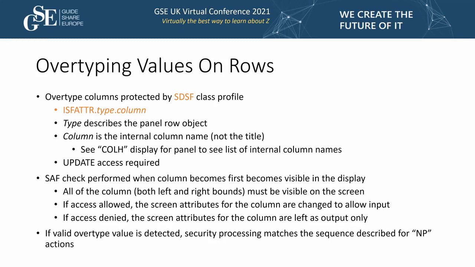And as I said before, if it's denied, the attribute's left for output only. Okay, so if a valid overtype value is detected, what we do then is we drop through as if the user has done an action on P. So we've got the new value, but it's a logical action against the row. So we drop back through to all the previous sequence of checks to see if we've got access to the row, if there's an underlying profile, if there's an operator command, and so on. It goes through the same process, but there's a little bit of extra checking that's done to see if you can even overtype that value on the screen.